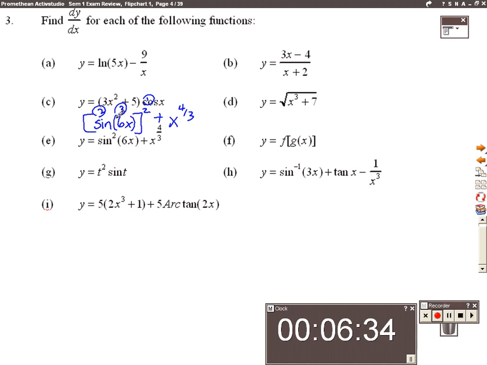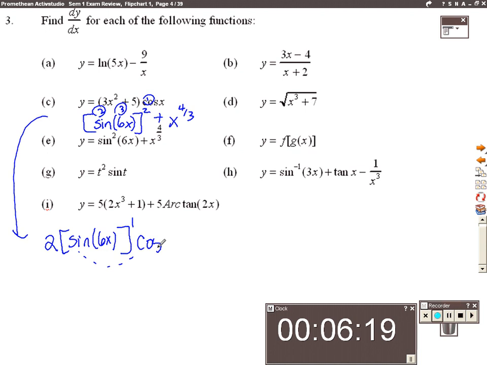So when I find the derivative of that, I will have 2 of the quantity sine 6x, technically to the first power. Then I'm going to take the derivative of sine, which is cosine of the angle 6x. So notice I didn't do anything with the angle there. Multiplied by the derivative of the angle, which is just 6. That's the derivative of the first term.